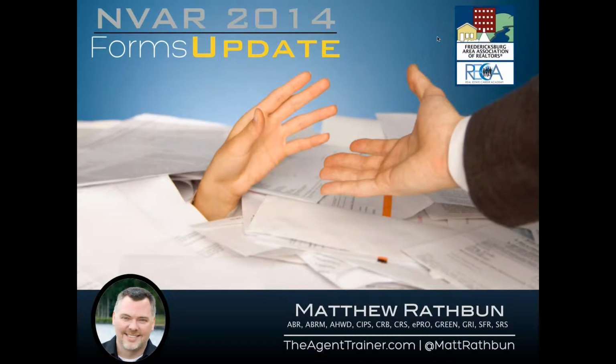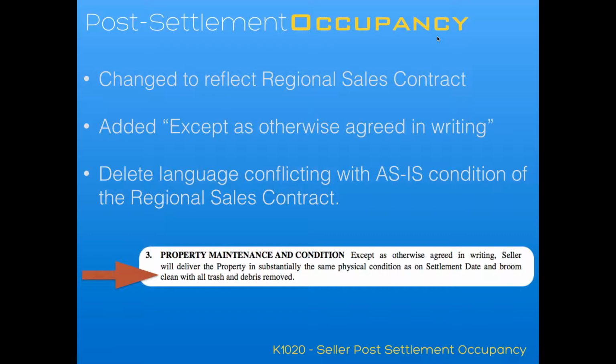The way I'm doing this is we're going to start off with what the changes are, and you'll see some bullet points as a layman's explanation of what the changes are, and then I'll slide in the paragraph from that form. In the bottom right-hand corner of the slide, you'll see the K-1020 seller post-settlement occupancy. Each form has an ID and a title. So I've given you the formal ID and title in the bottom right-hand corner so you can coordinate this.